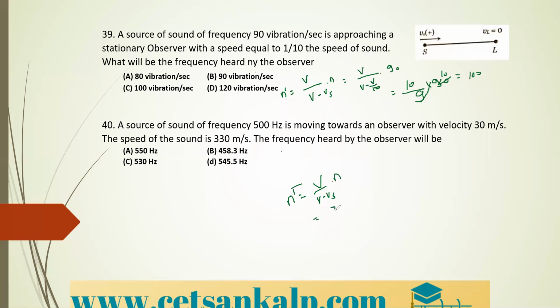Therefore, this is equal to V value 330 divided by 330 minus 30 into n, which is 500. Therefore, if you simplify, you are going to get 550 Hertz. Just substitution is there. That is option A is the correct option. 550 Hertz. Right.